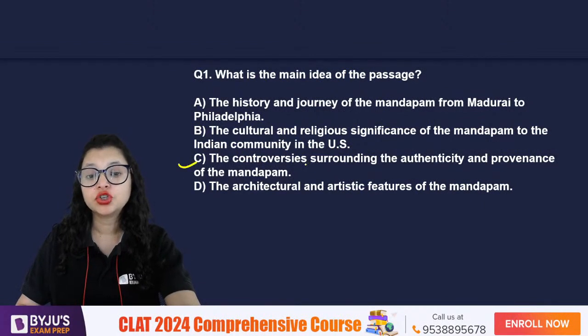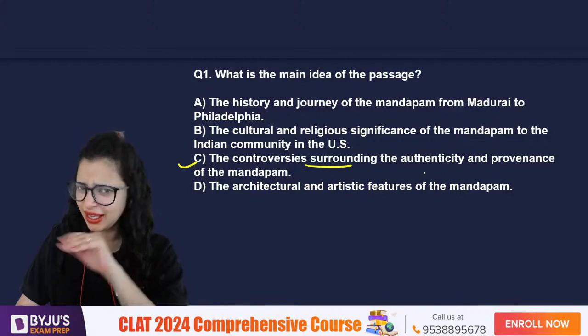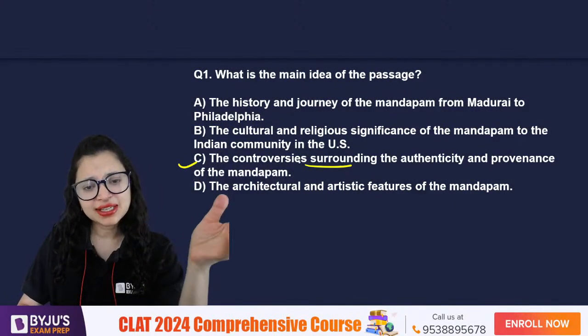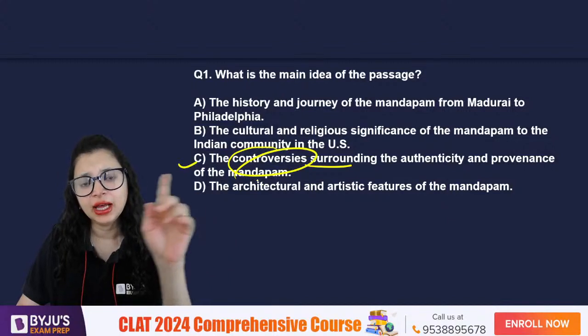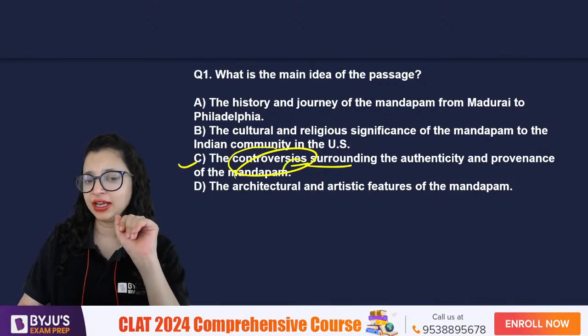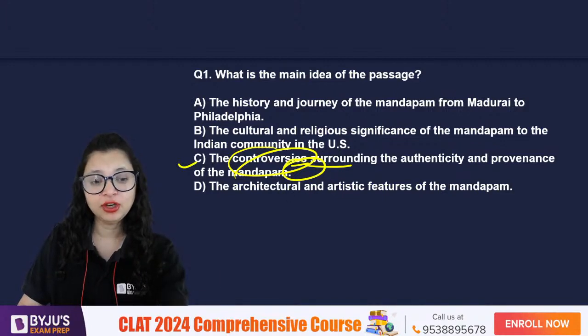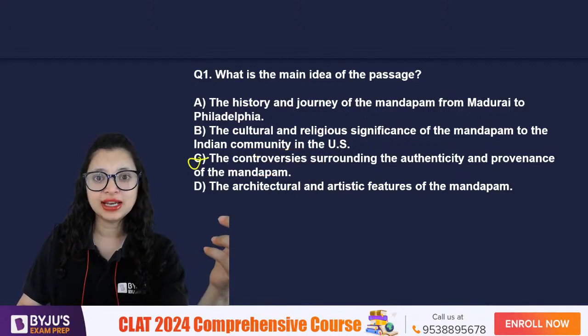Option C, the controversy surrounding. Controversy is a fragment, but again, is the whole passage only meant to explain the controversy? But the passage did not have a negative tone. And that's why option C cannot be your answer. So that also is eliminated.